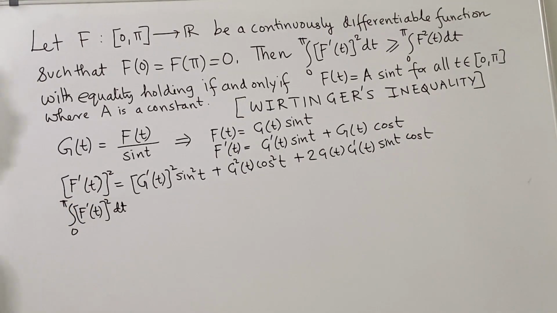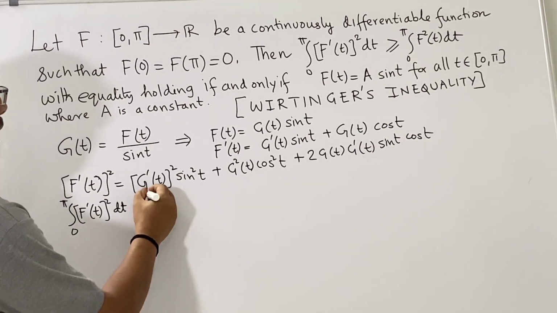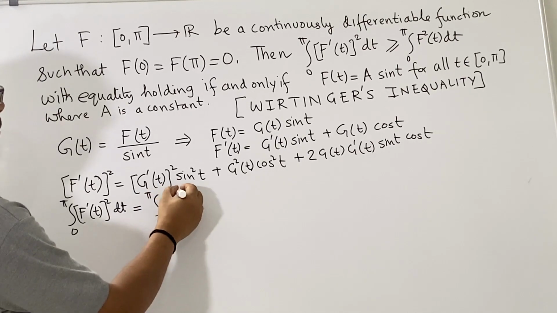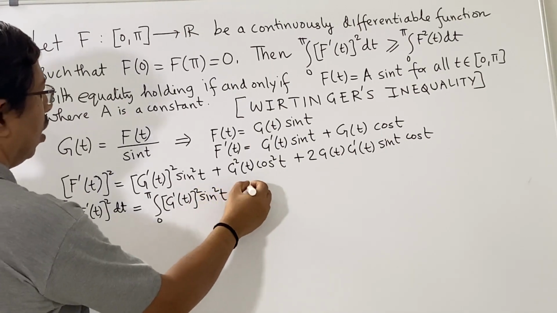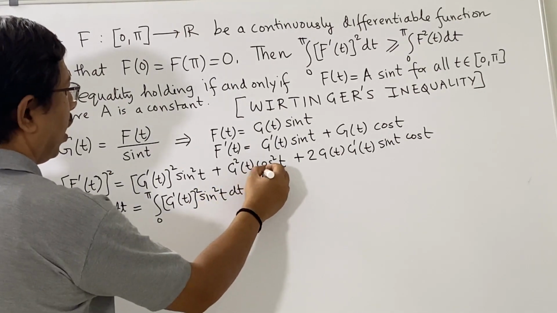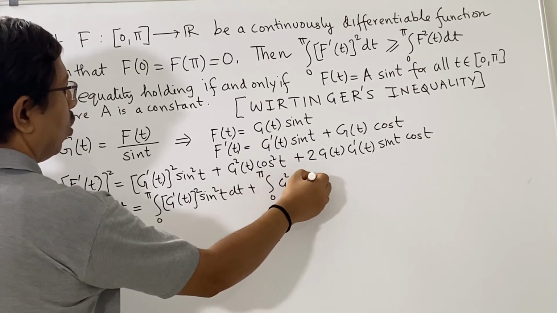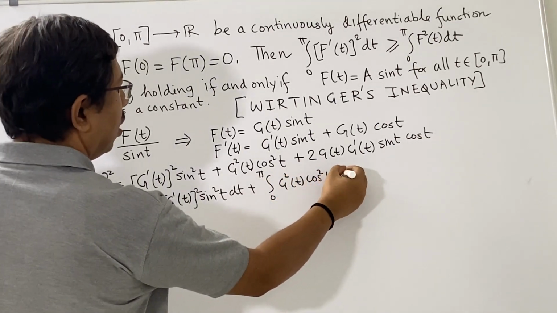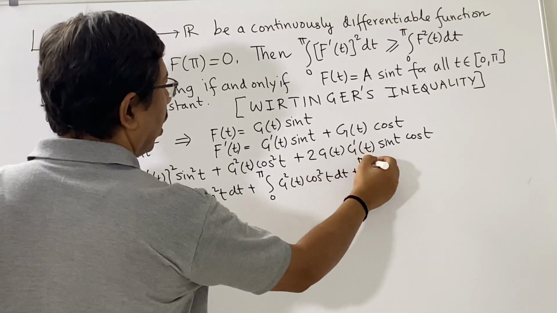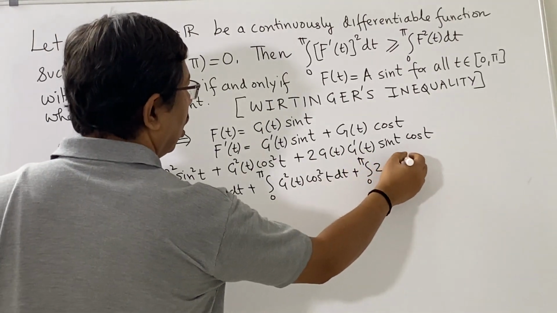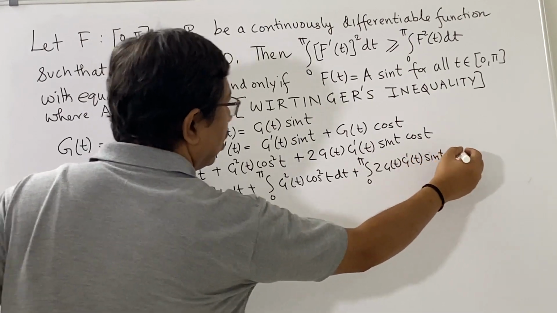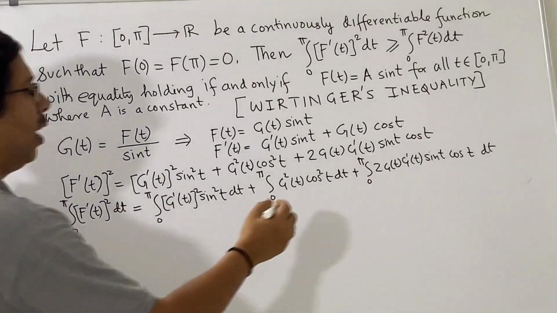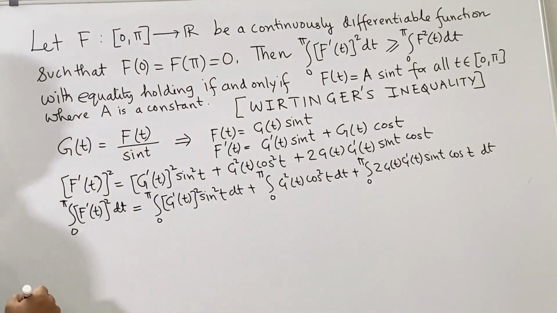Now the integral will break up linearly, so this would become the integral 0 to pi of g prime t squared sin squared t dt, plus the integral 0 to pi of g squared t cos squared t dt, plus the integral 0 to pi of 2 g(t) into g prime t into sin t into cos t. Now first we will be examining this term, twice g(t) into g prime t into sin t cos t dt.